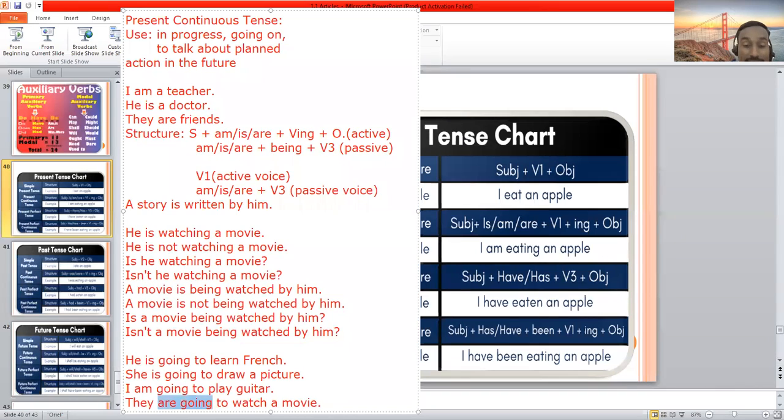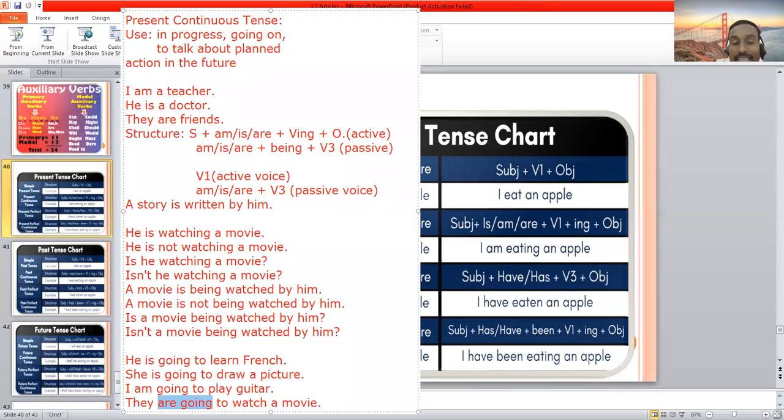but you'll come to know the meaning, that all these sentences are talking about future actions. No action is going on right now. No action is going on at this moment. I'm going to learn French. It is in the future. She's going to draw a picture. She's not drawing right now. It means that in the future she's going to draw.